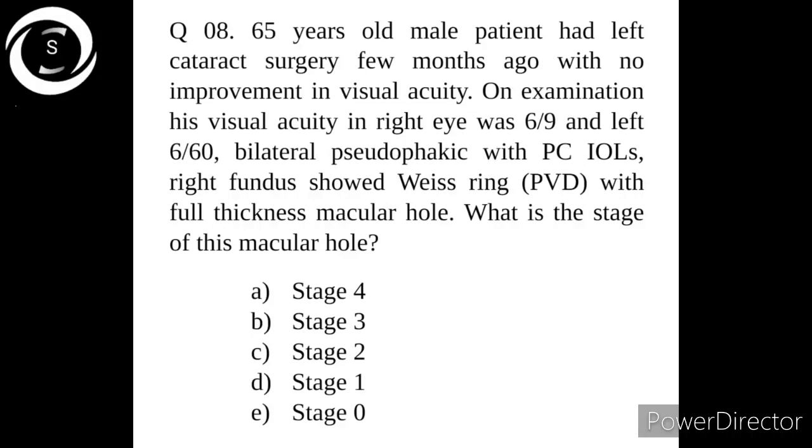When there is a full thickness macular hole with attached partial PVD, it is stage 3, and when there is full thickness PVD with a full thickness macular hole, then it is stage 4. So the answer to this question is stage 4.